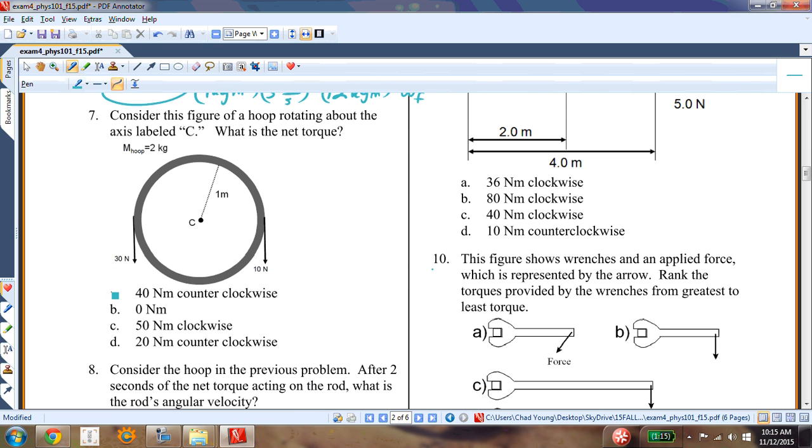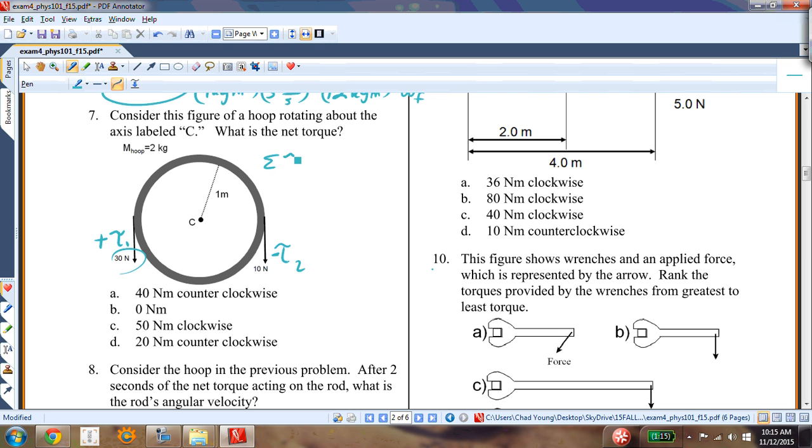Okay, here I have a hoop that's rotating around an axis. What is the net torque? Okay, so I have two forces that are providing a torque. I have this force over here, which is causing it to move counterclockwise, so it's going to be a positive torque. And this force is causing it to move in a clockwise direction, so it's negative torque.